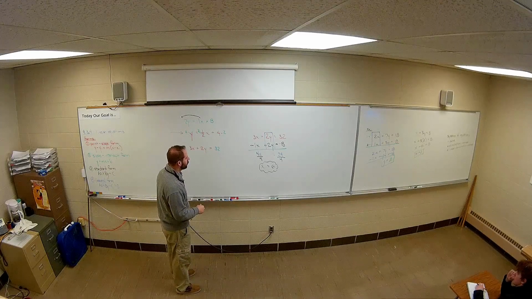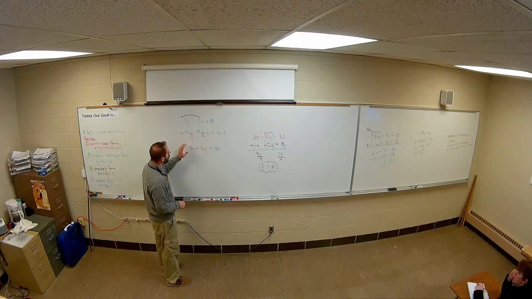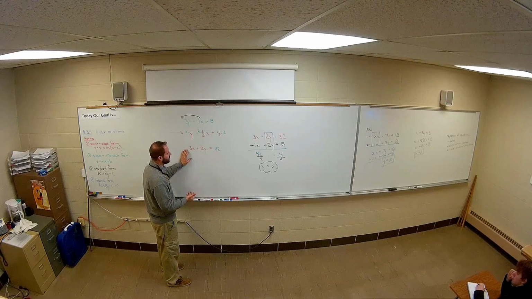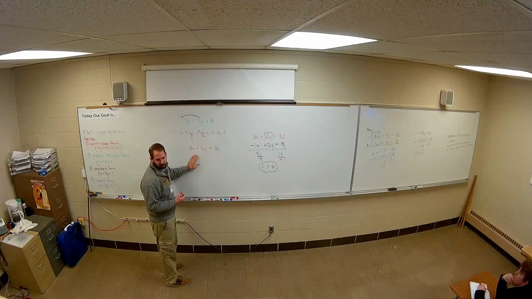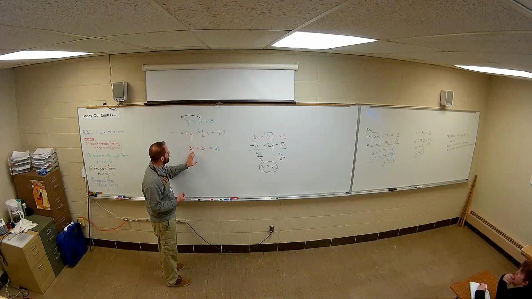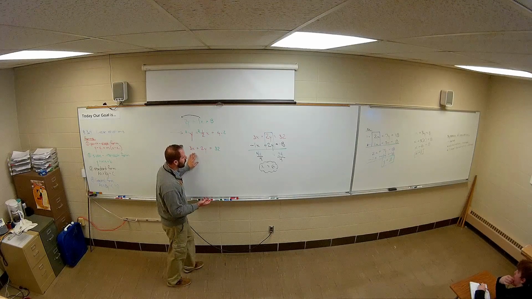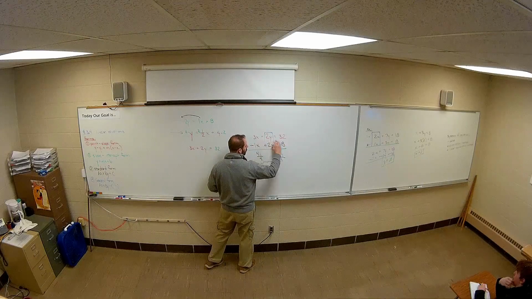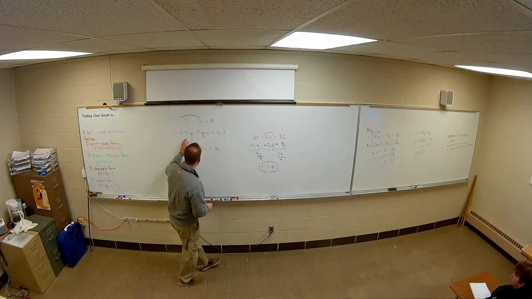Always plug it back in. So you're going to pick one of the equations, one of the originals, and plug the 6 back in. Here's what I recommend. Go with the easy one. Don't go with the weird one. Go with the easy one. You could even go up here. You could plug into this one. That's fine. This row. I typically try to go back to one of the originals.